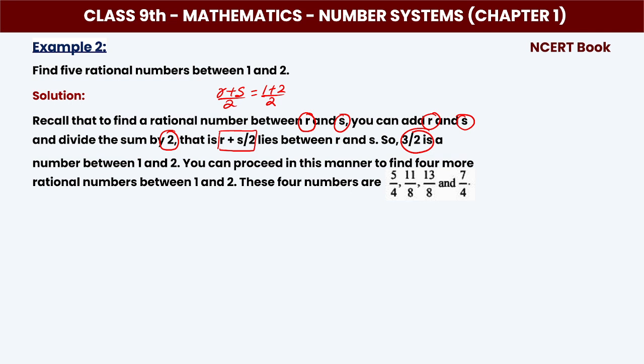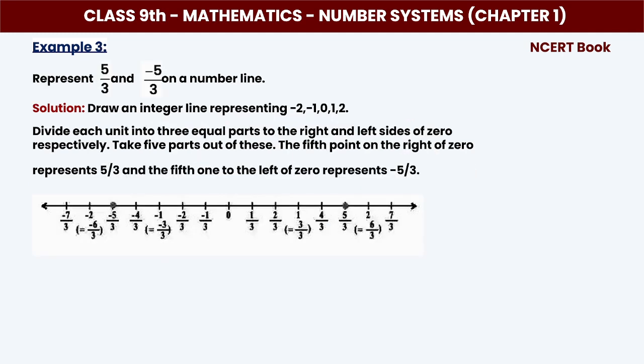Right? Clear? You can proceed in this manner to find out 4 more rational numbers between 1 and 2. Like add them, add 3 by 2 and then plus 1. Right? It's 5 by 2. Okay? You need to add them. Add and then divide by 2. So it's 5 by 2. This is the first. Add this number. इनको add करेंगे और किससे divide करेंगे? 2 से divide करेंगे. So from this we can find infinite rational numbers.